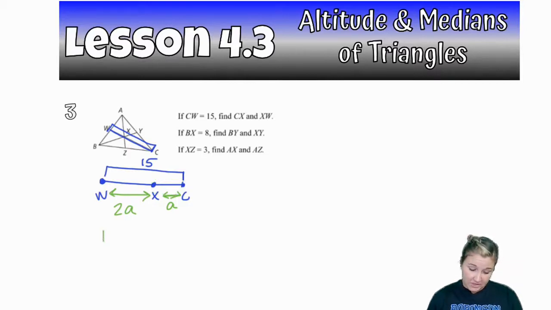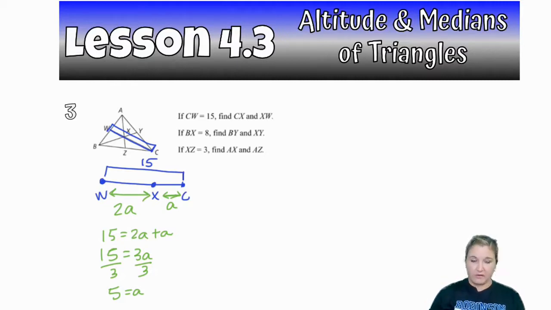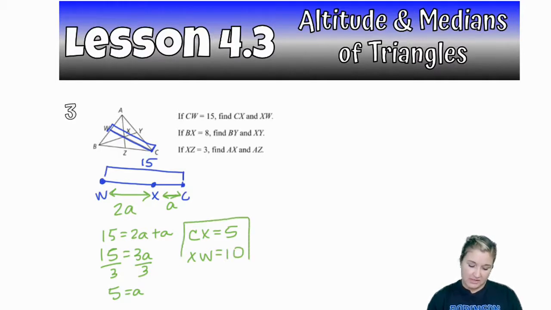So I would have 15 is equal to 2A plus A, and those combine to make 3A because they have the same variable raised to the same power. Then I solve for A and get 5 equals A. That tells me what CX is, but I also have to figure out what XW is. So CX is just whatever A is, which is 5, and XW is twice that, so 2 times 5, which makes 10. So that's the first part.